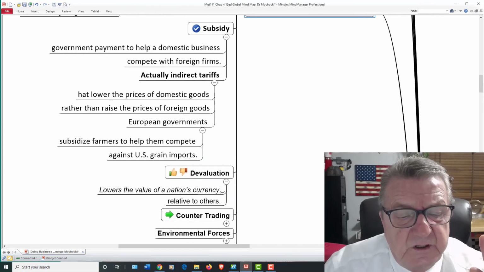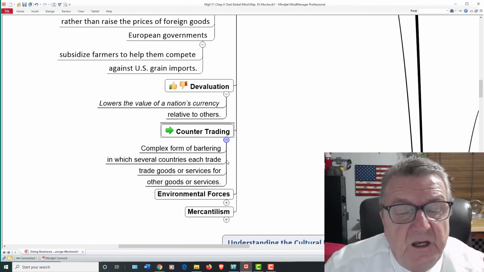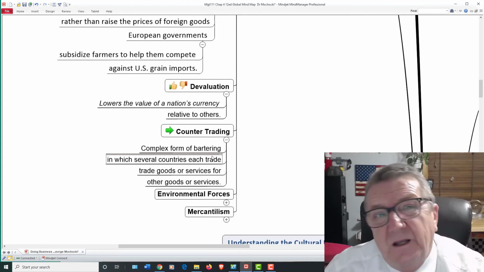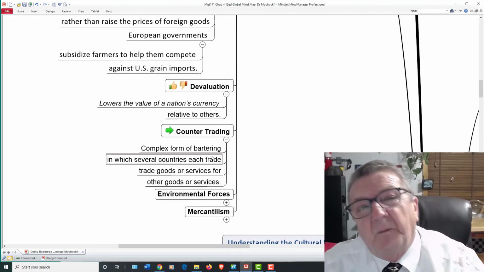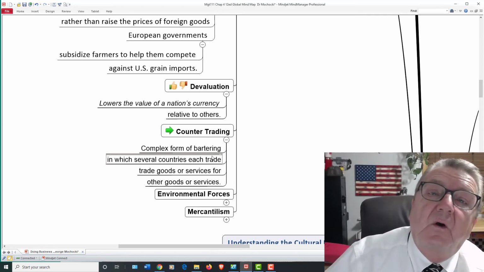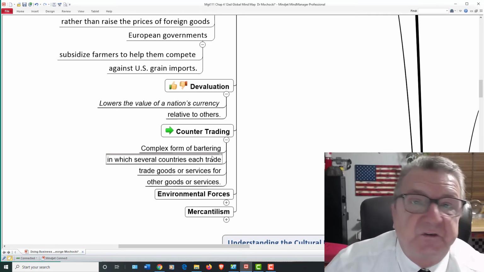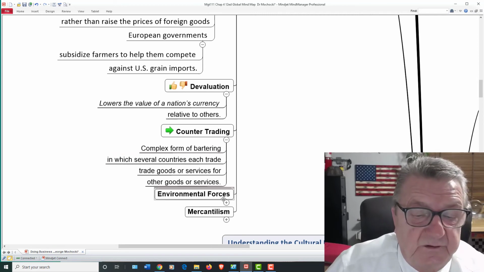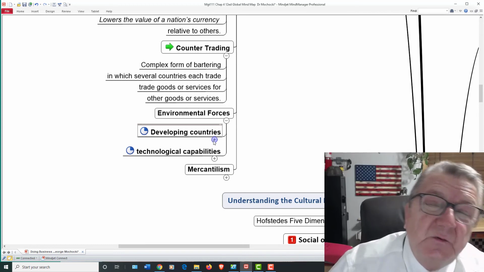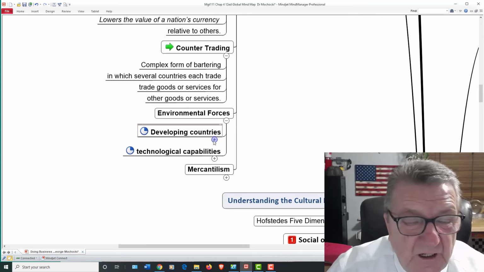You do devaluation, again, that's the nation's currency. Counter trading, that's complex bartering. If you look at what's going on with Iran, they can't sell in the market, but they'll barter oil instead of using what they call a petrodollar. They're using just oil for maybe goods or something else, food or whatever they want, medicine. Environmental forces, okay, developing countries, technology, and here's where you're looking at the pollution, everything else, how much, right?